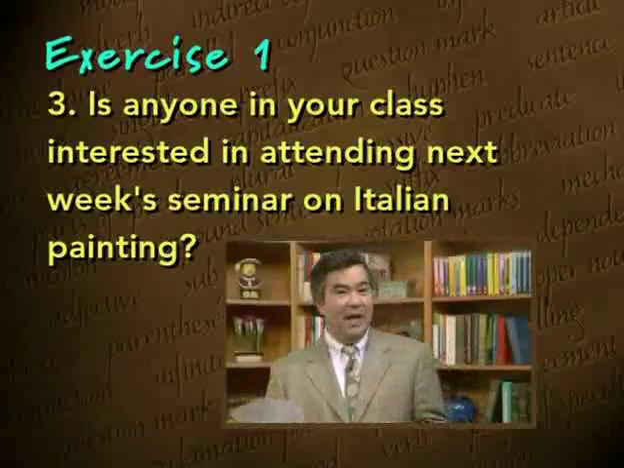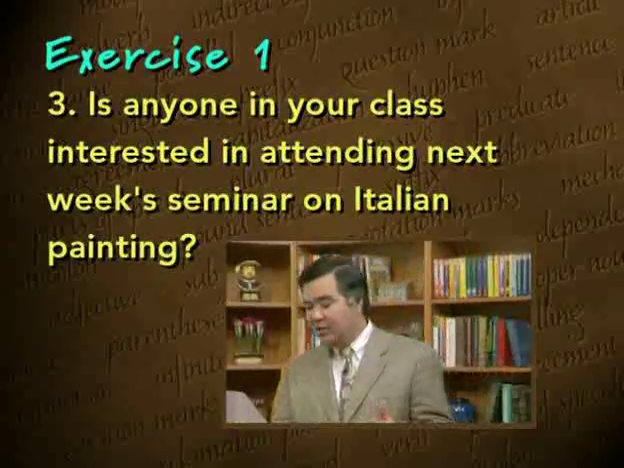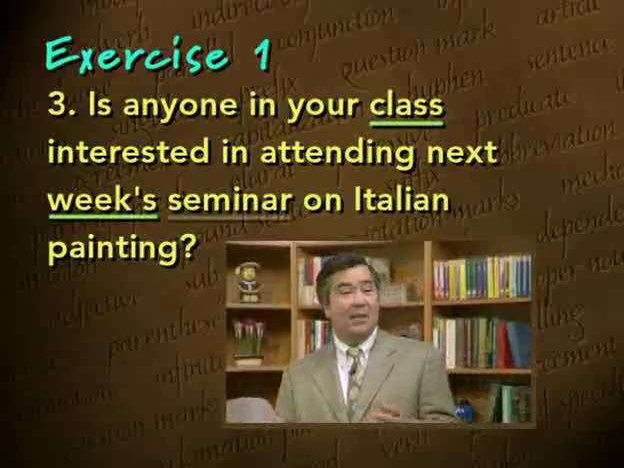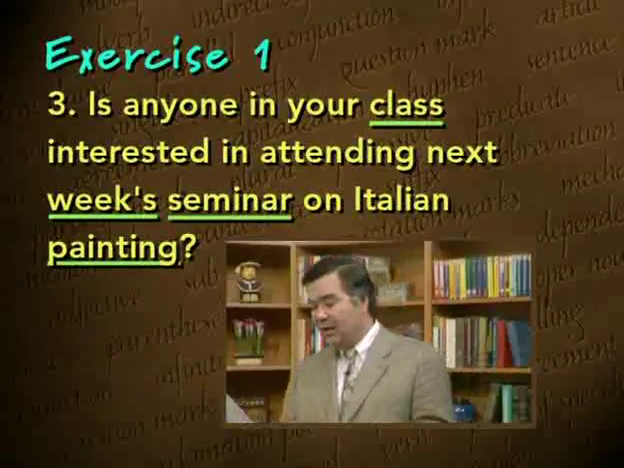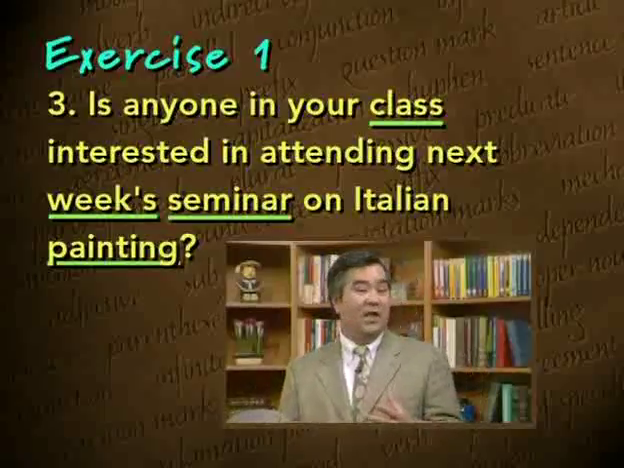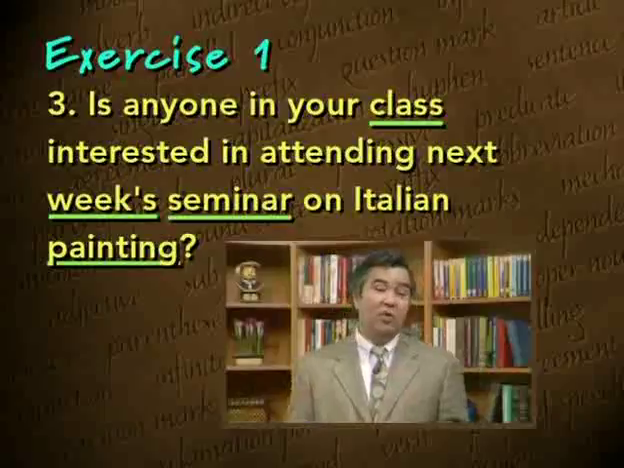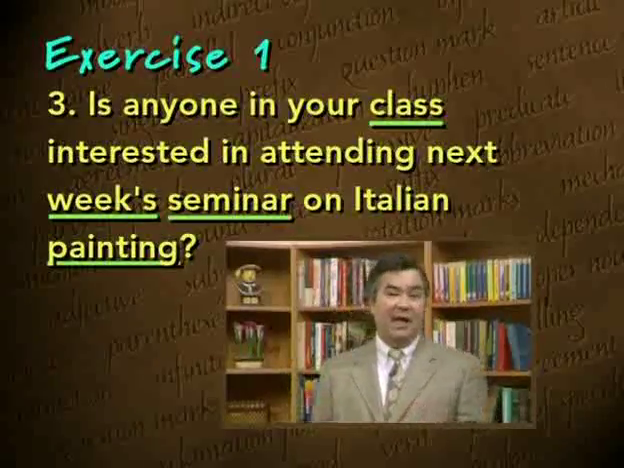Again, let's begin with nouns. Which nouns did you recognize in this sentence? The nouns here are class, weeks, seminar, and painting. You might be curious about the second noun here, weeks, which ends with an apostrophe S. The apostrophe S is usually used in English to turn a noun into a possessive noun.